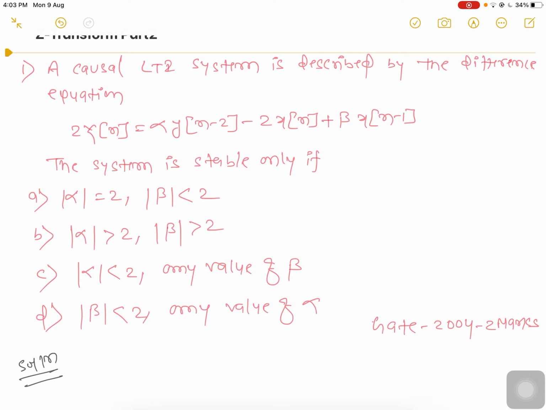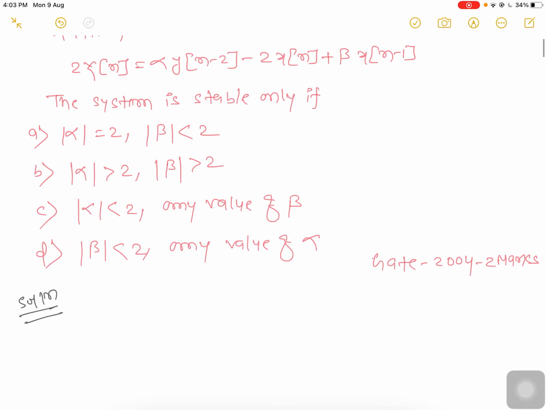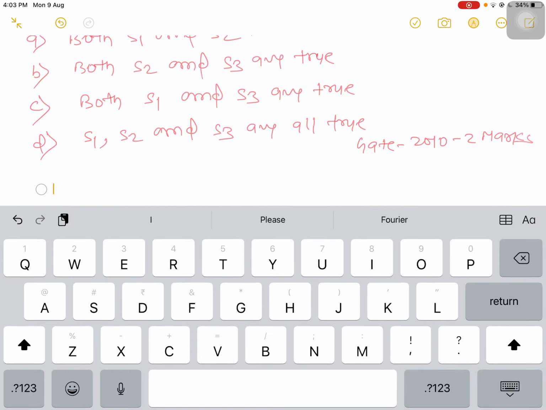The question is: a causal LTI system is described by the difference equation 2y[n] = alpha y[n-2] - 2x[n] + beta x[n-1]. The system is stable only if, we have to find the condition on alpha and beta for which it will be stable or not.